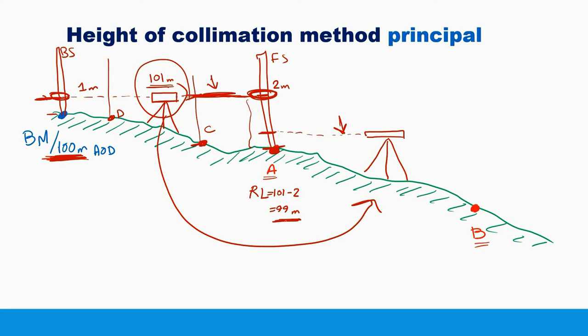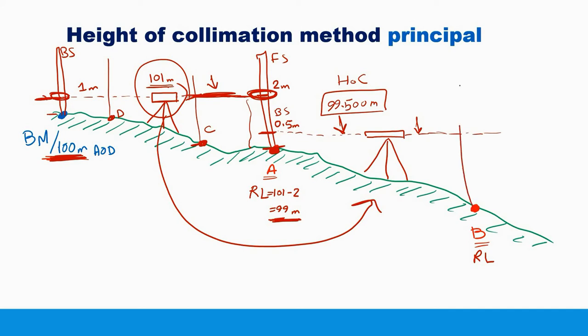We have calculated the elevation or the reduced level of point A, which is 99 meters. Let's say that you have sighted the staff here over point A and the reading was, for example, 0.5 meters. Here 0.5 meters. So what would be the height of collimation in this case? The height of this line? It would be 99 plus the backsight reading, which is 0.5. So the height of collimation in this case would be 99.5. So now we have calculated the new height of collimation, which is 99.5.